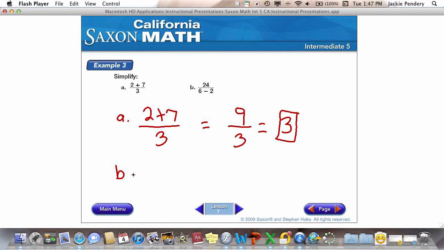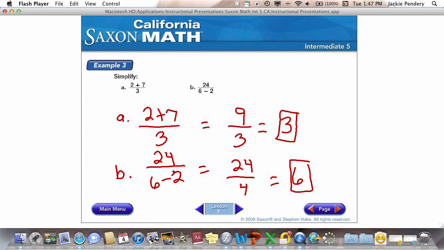Okay? Same thing in problem B, only this time it's going to be in the denominator instead of the numerator. So 24 divided by 6 minus 2 is 24 divided by 4, which equals 6. So again, I'm going to solve this subtraction problem in my denominator before I go ahead and divide.